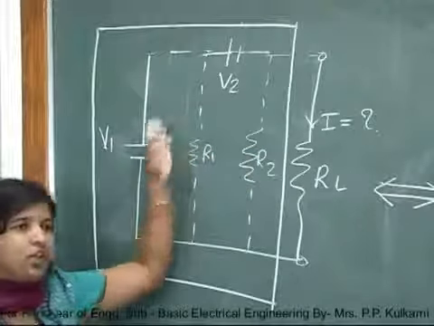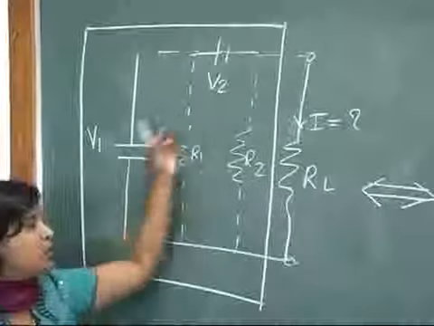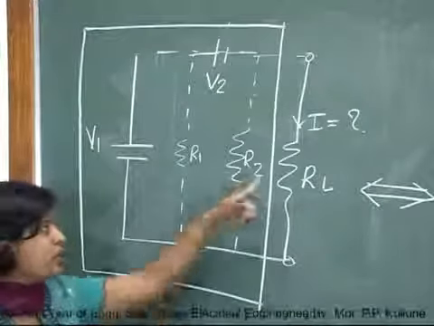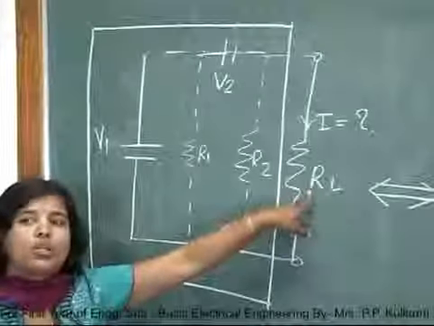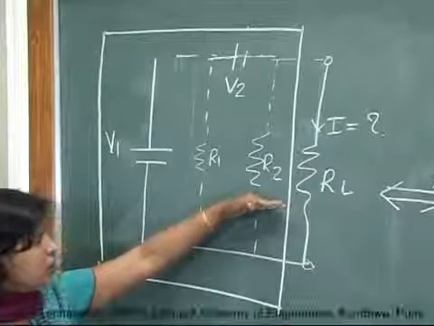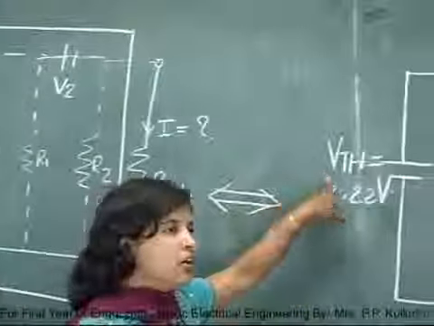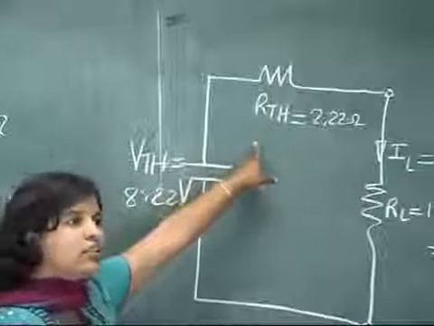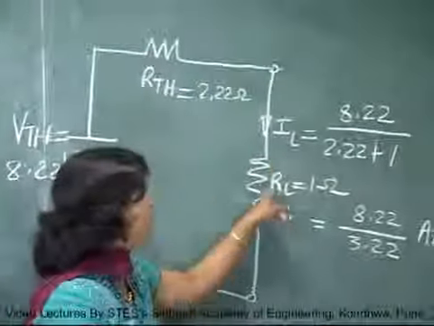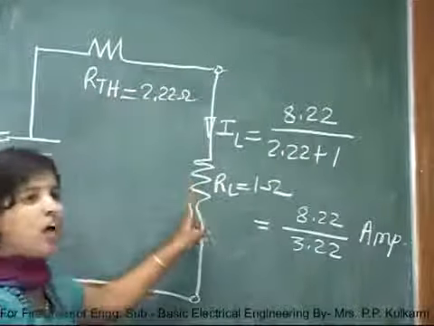Now I am telling you the statement: any complicated network made up of a number of voltage and current sources and linear bilateral elements, connected to a load resistance RL. What is the load resistance? It is the resistance through which you want to find the current. Such a circuit, except this resistance, can be replaced by a single voltage source VTH and a single resistance RTH. Then the current through the load resistance RL is VTH divided by RTH plus RL.